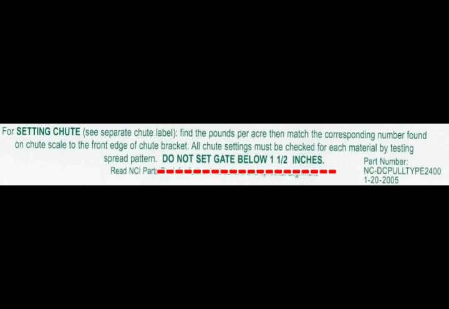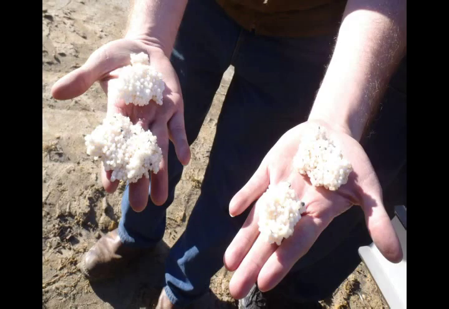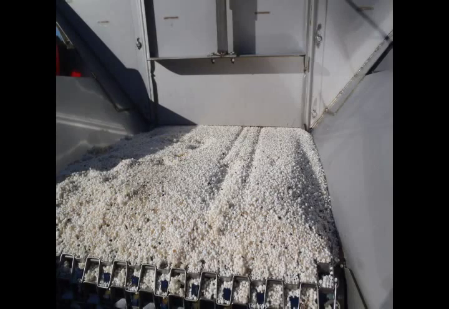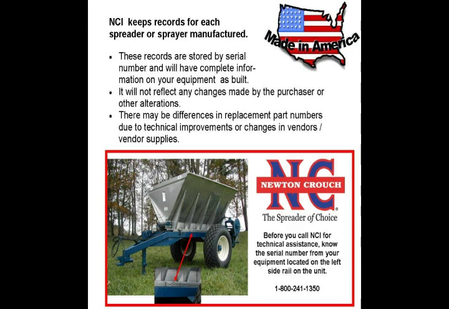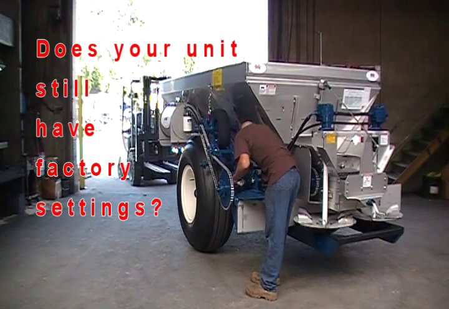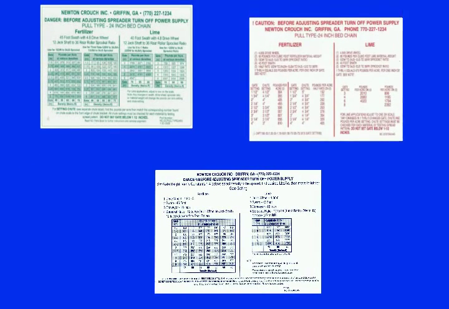Never set your gate below 1.5 inches. If there is debris or clumps in your product, it may damage the gate trying to get through a smaller gate opening. If you are ordering a replacement chart for your spreader, make sure you provide the parts room with your serial number. The serial number provides as-built information. There are many different charts. These charts are very specific.